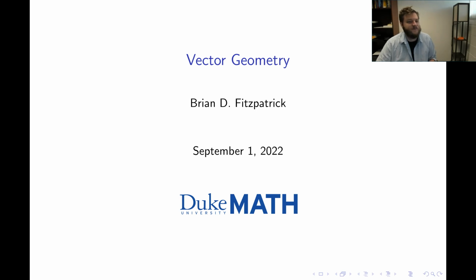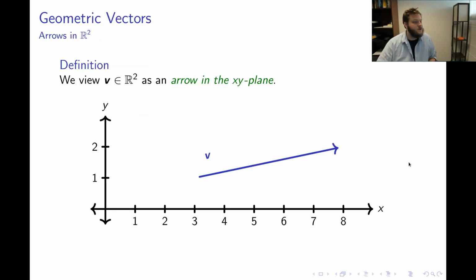So far, our perspective on vectors has been purely algebraic, but there's another geometric side to the story. When we are working with vectors in R2, the idea is that we can visualize any vector as an arrow in the xy plane. So here's an example to illustrate the point. Here I'm working with my standard xy axes, representing R2, and here I've drawn some arrow in the xy plane. I'm calling this arrow V.